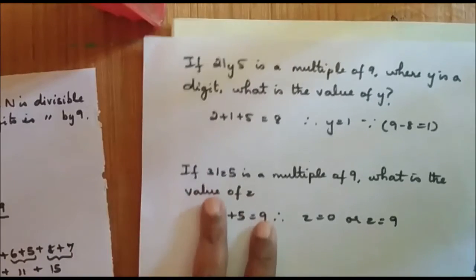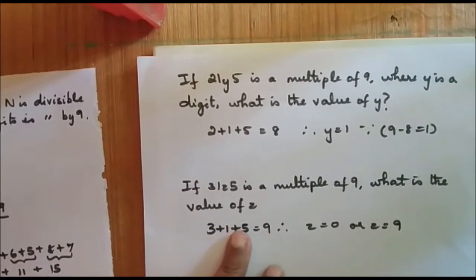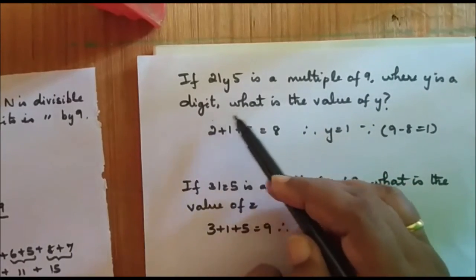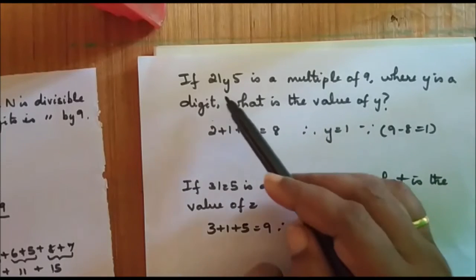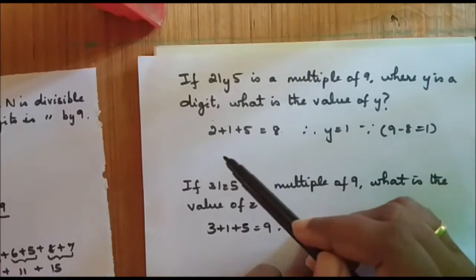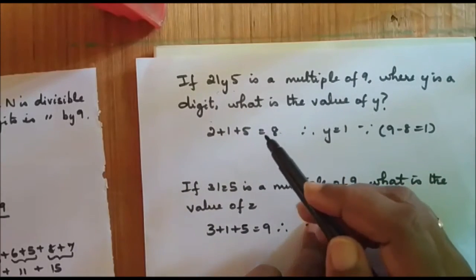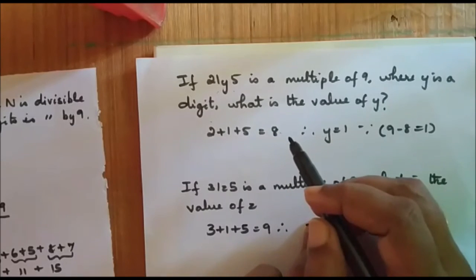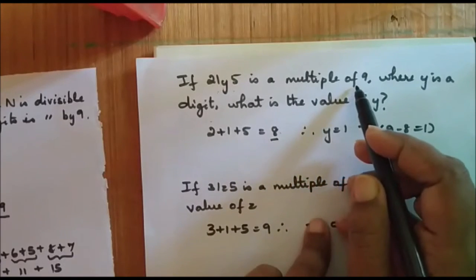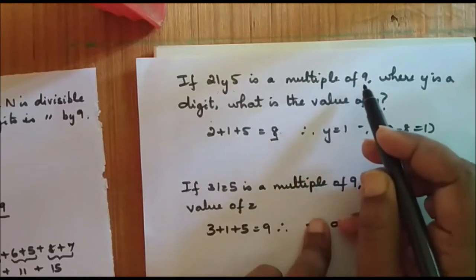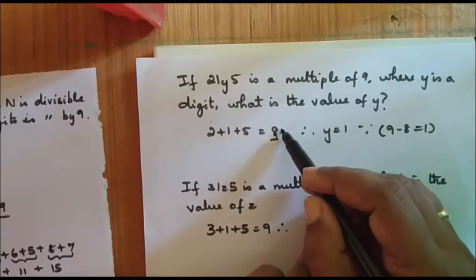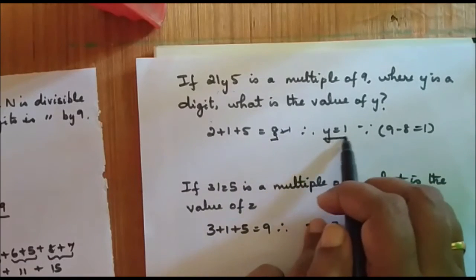Okay. Now let us do a particular sum here. If 21y5 is a multiple of 9 where y is a digit, what is the value of y? Now let us add the digits. 2 plus 1 is 3, 3 plus 5 is 8. Now for this to be a multiple of 9, what is the nearest multiple of 9? 9 ones are 9, isn't it? I have got 8. What is the nearest multiple of 9? Near to 8, it is 9. So 9 into 1 is 9, isn't it? Therefore, if I add 1 to 8, I will get y equals 1.